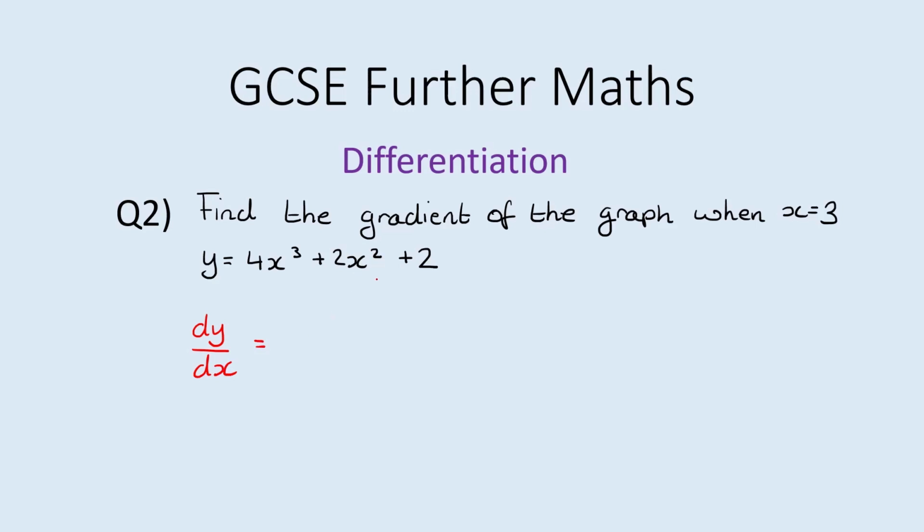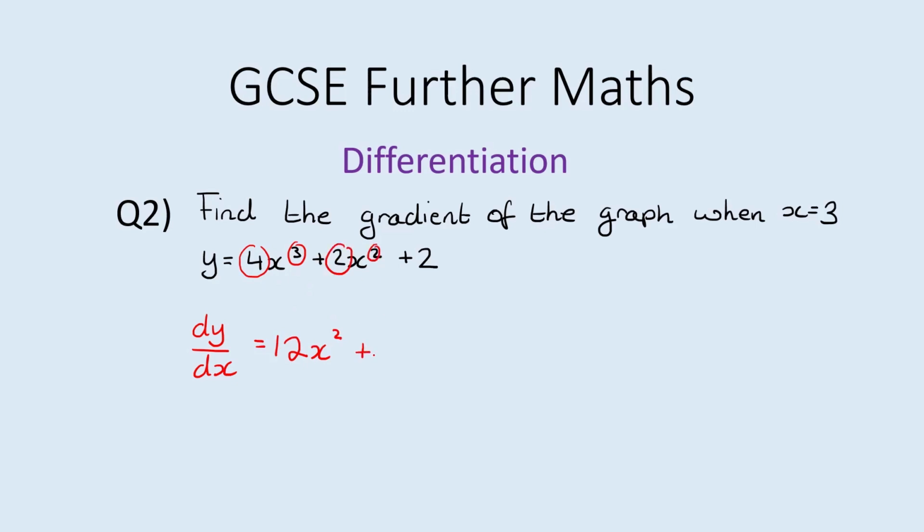Now remember, there's two steps here. We times by the power and we subtract 1 from the power. So 4 times 3 is 12. So you can do this with me then as we go along. Subtract 1 off the power, squared.